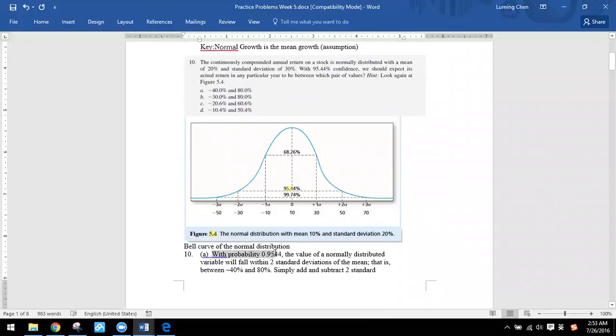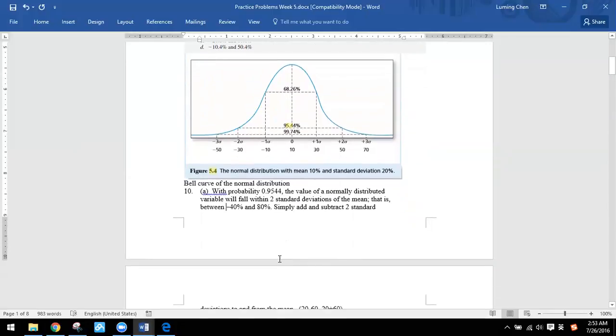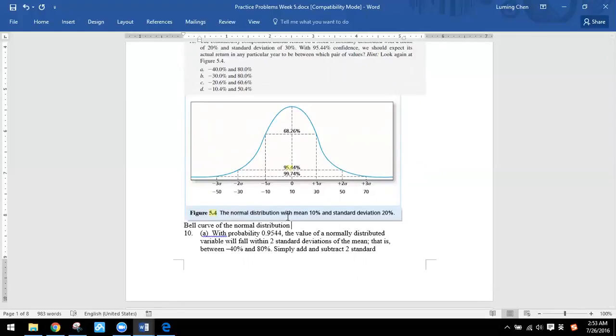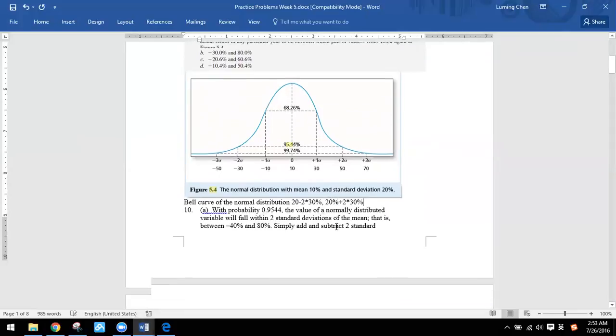Then with the probability of 95%, the 2 sigma interval should be between minus 40% to 80%, because it's the expected return, the mean of 20% minus 2 sigma, 30%, to 20% the mean plus 2 sigma, 30%. So it's minus 40 to plus 80.